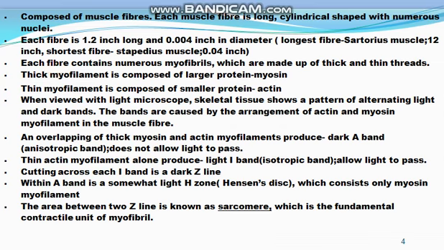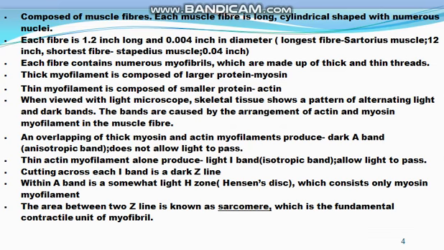So each skeletal muscle is composed of many fibers, that is, cell fibers are the muscle fibers, and again each muscle fiber contains numerous myofibrils, which are made of thick and thin threads. So it gives the appearance of stripes, that is why they are known as striated muscles.